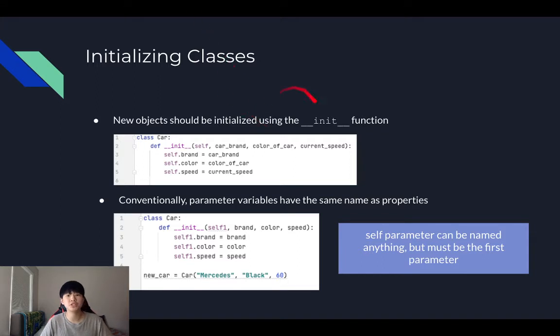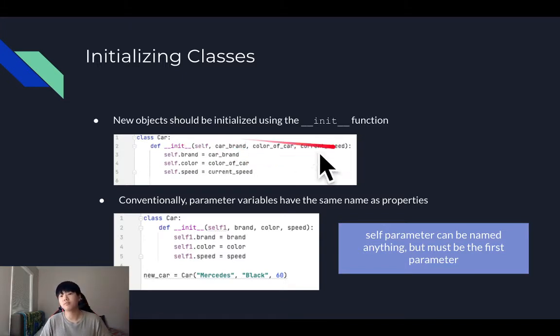New objects should be initialized with this underscore underscore init underscore underscore function, and you need to have it this way or else it won't work. It has a self parameter, which can be named anything, but it has to be the first parameter. As you can see here, I named it self1, but usually it's self. That's just saying that I'm initializing this current instance of the class, not some other instance, not some other variable, but this current instance.